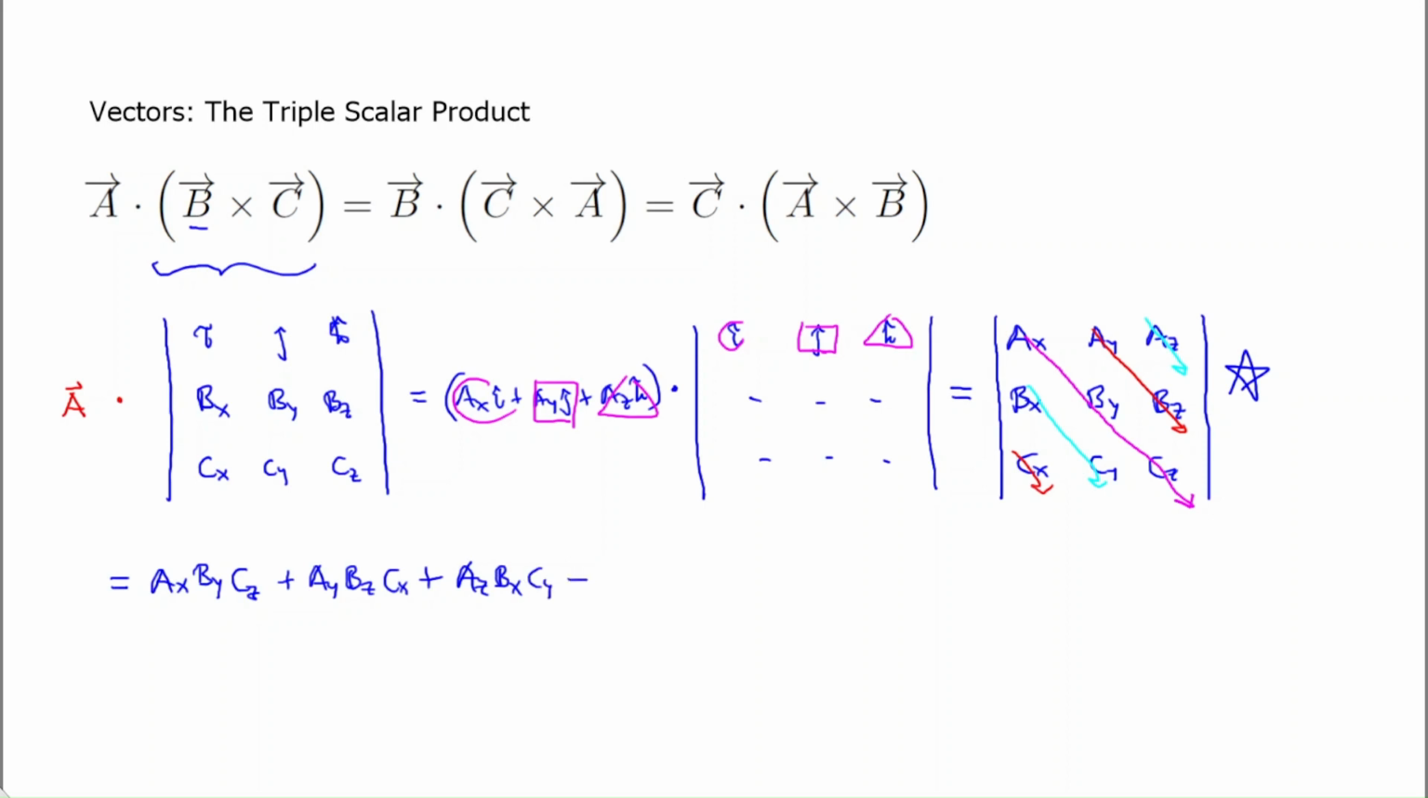Then we are going to do the negative diagonals. So let's do the main diagonal here next. It's going to be minus A sub z, B sub y, C sub x. Maybe some slightly different colors here on these diagonals now. Then minus A sub y, B sub x, C sub z. And then one more.